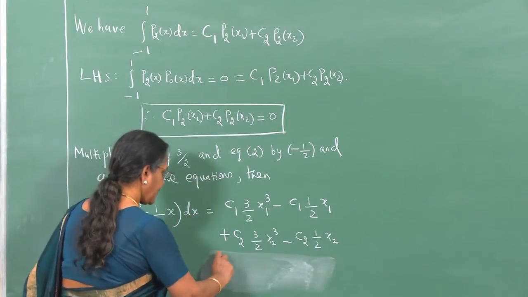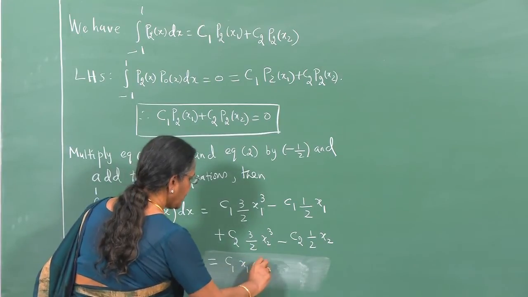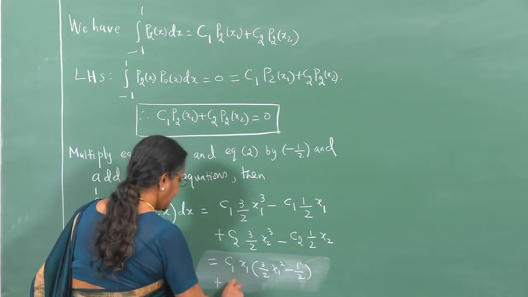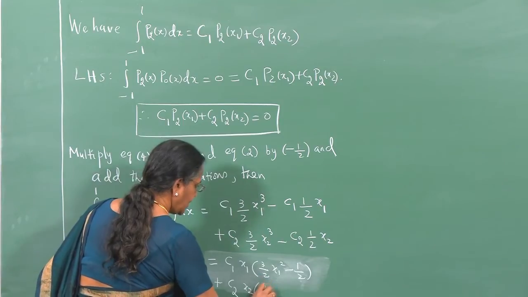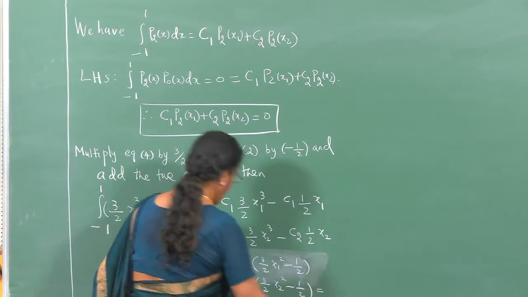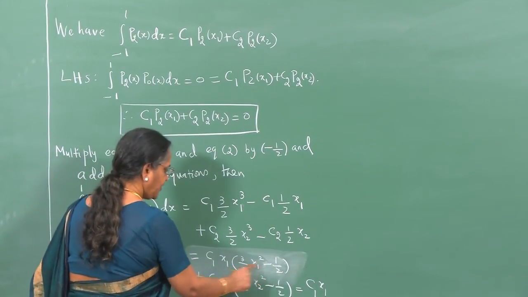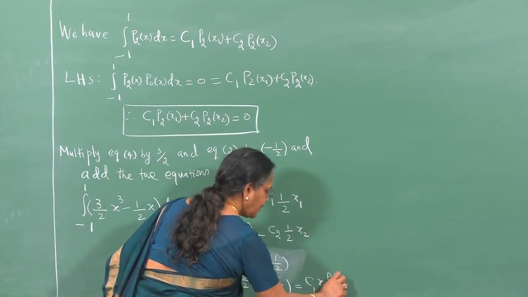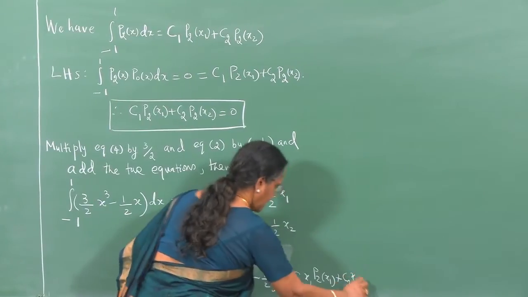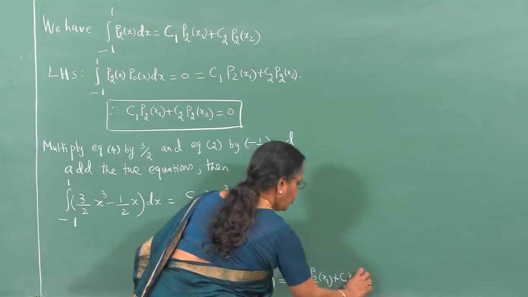This gives C1 into x1 into 3 by 2 x1 square minus half plus C2 into x2 into 3 by 2 x2 square minus half, which is C1 x1 into half of 3 x1 square minus 1, that is P2 of x1, plus C2 into x2 into half of 3 x2 square minus 1, which is P2 of x2.